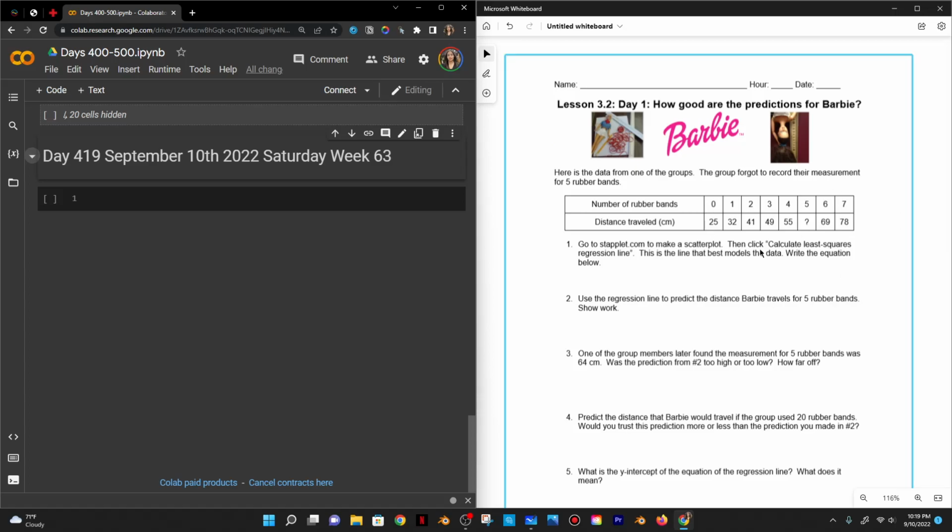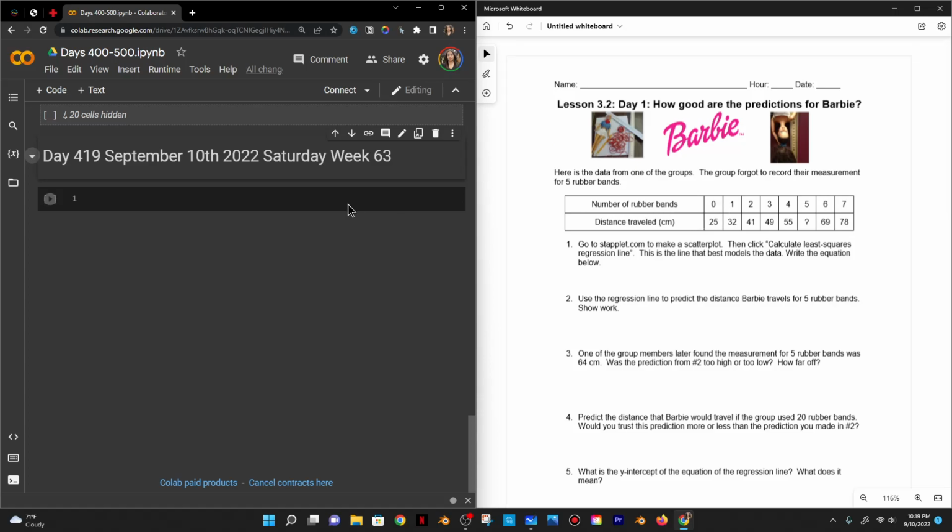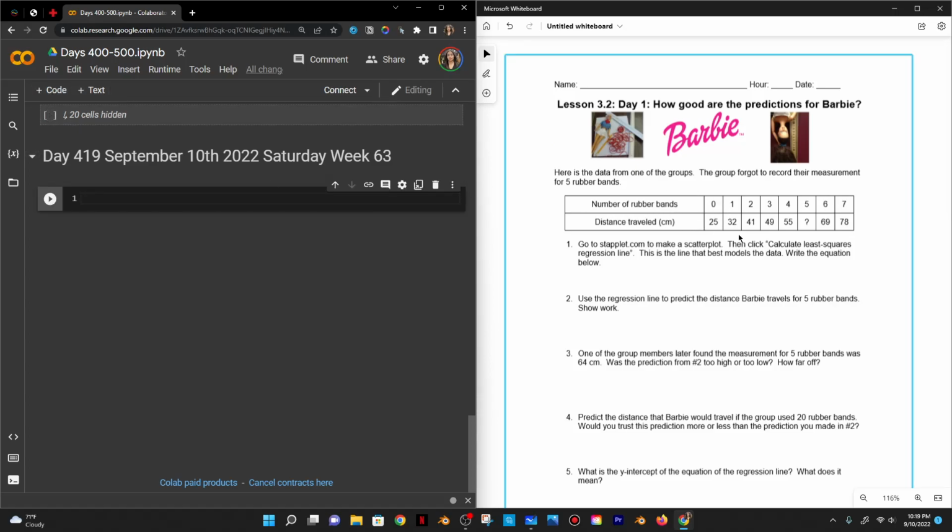So the first thing it says: here's the data from one of the groups. The group forgot to record their measurement for 5 rubber bands. The data is just the number of rubber bands and then the distance traveled by the Barbie doll. So I'll actually have to transfer this data to Python.